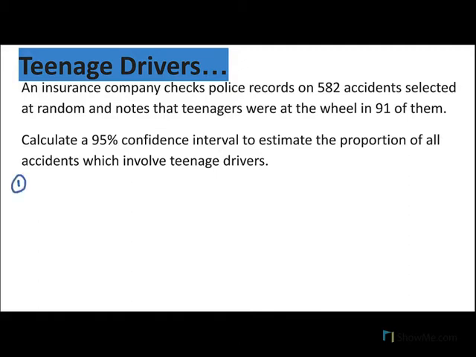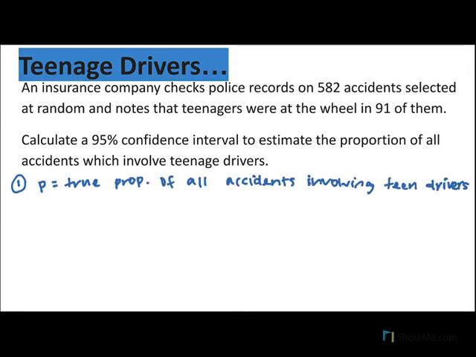So our first step is always to identify the parameter that we are looking for. What is it that we're going to estimate at the end of the problem? So that would be P equals. P is the symbol we use for a parameter, for a proportion, which is what we're trying to estimate here. And I'm just going to say something like the true proportion of all accidents that involve teenage drivers. So that is our first step.